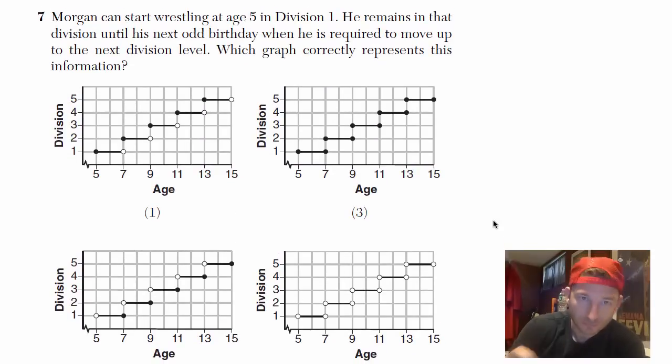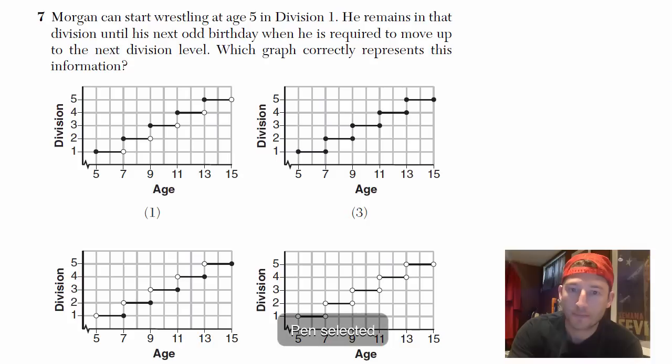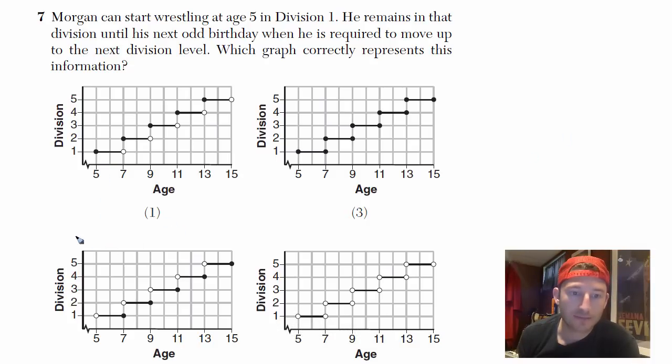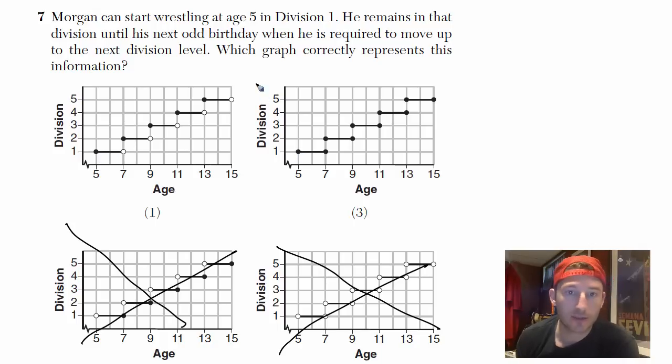7 says, Morgan can start wrestling at age 5 in Division 1. He remains in that division until his next odd birthday, when he is required to move up to the next division level. Which graph correctly represents this information? So he starts wrestling at age 5. So you see we got a lot of solid and empty dots here. He starts wrestling at age 5. It means it's got to be a solid dot at 5. It's got to be filled in. So that's gone, and that's gone right off the bat. Because if he's wrestling at age 5, it should be a solid dot saying he's actually doing it.